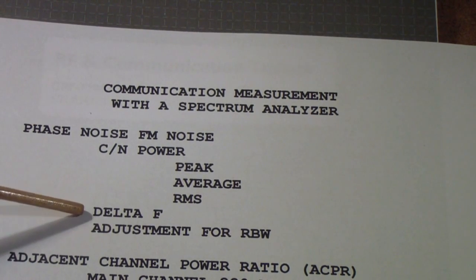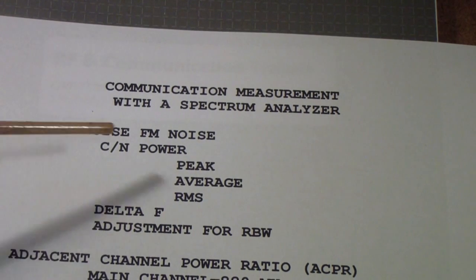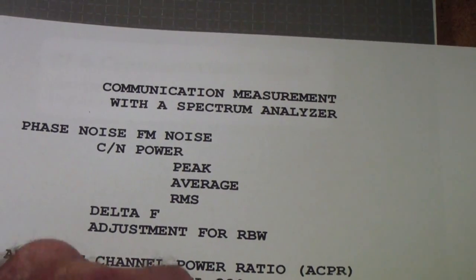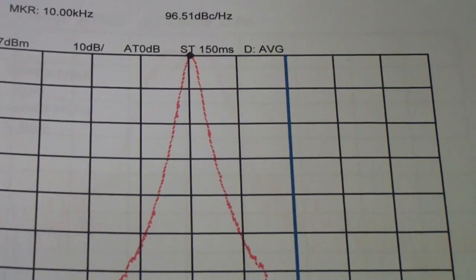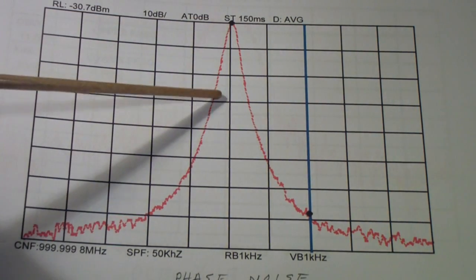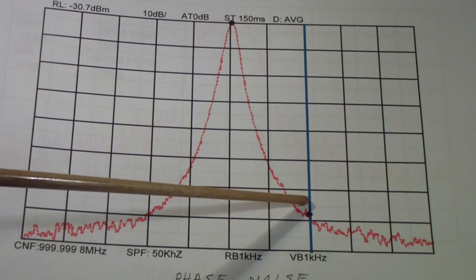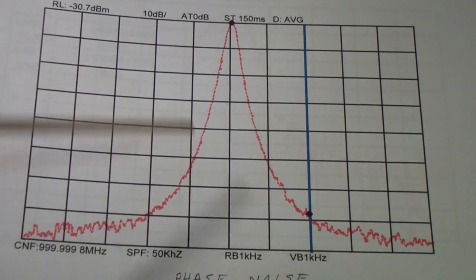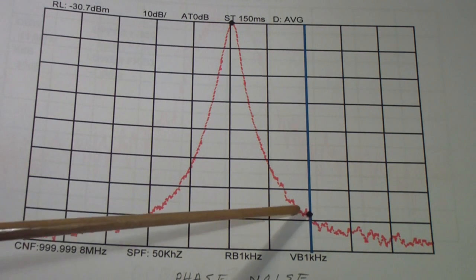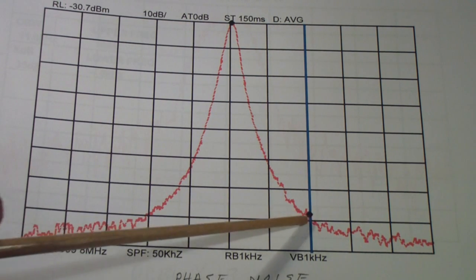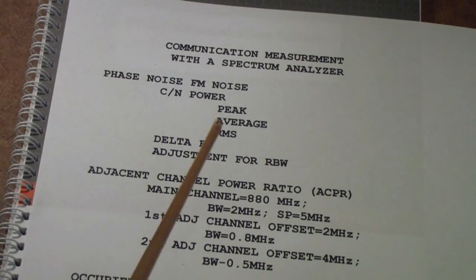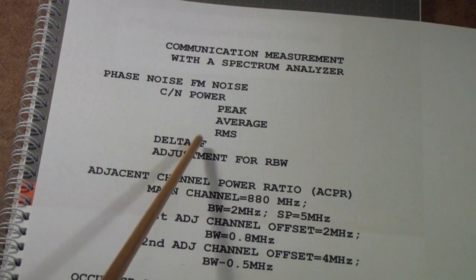Another thing that I may have glossed over is the delta frequency, that is how far from the carrier that you measure phase noise. And here is an example. What I'm talking about here is the distance from the carrier frequency to the point at which you are measuring the noise. You're not actually measuring all of this noise. You're only measuring noise in an area around this point based on the resolution bandwidth. So I only point that out because the delta frequency is important.